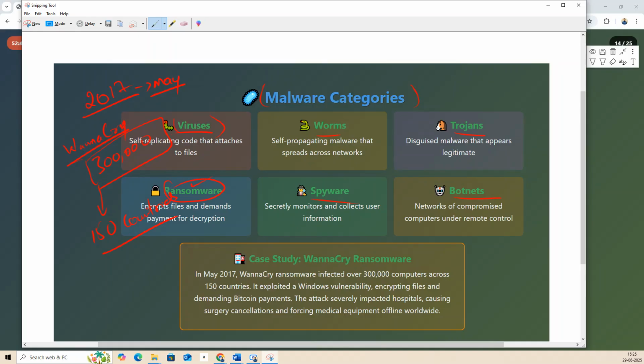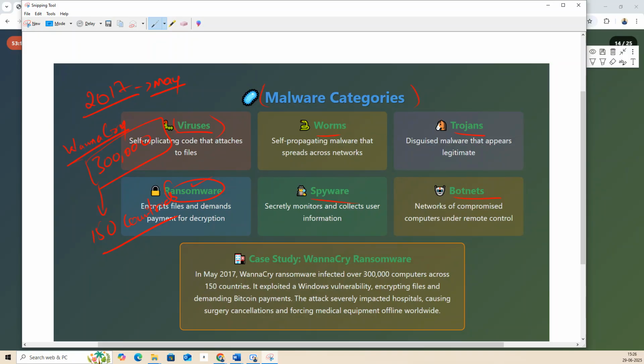But this wasn't just about numbers, it was about critical infrastructure. The UK's National Health Service was devastated. Hospitals couldn't access patients' records, surgeries were cancelled, ambulances were diverted to unaffected hospitals, medical equipment went offline. In some cases, hospitals reverted to pen and paper for critical operations.